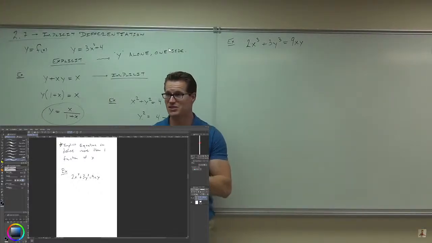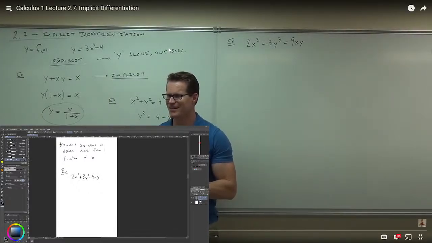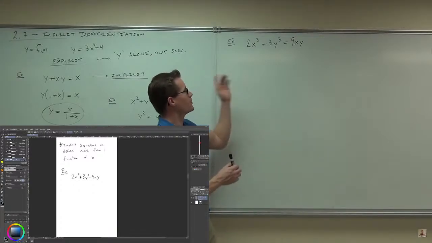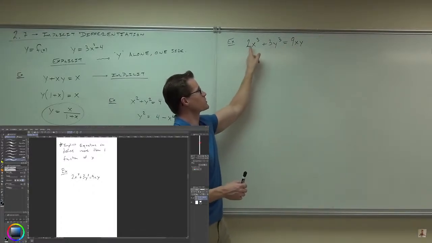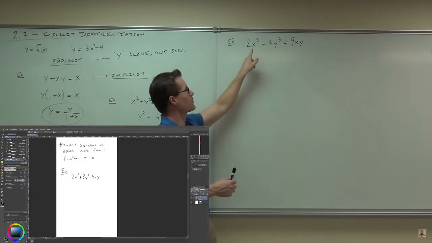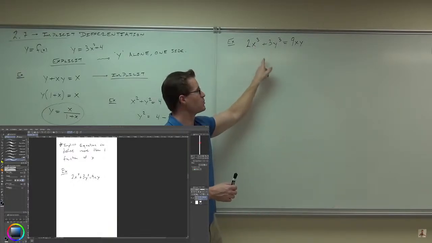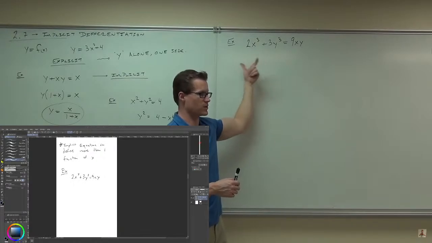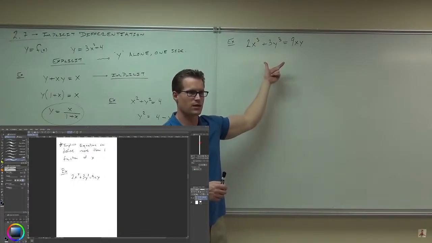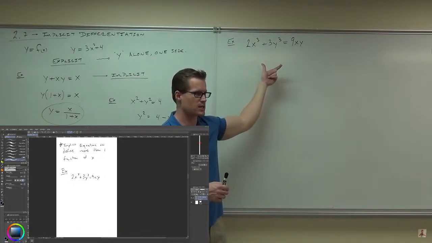Yeah. Well, try it if you want. Can you do it easily? Let me ask you another question. Can you do it easily here? No, you can't, because the way you might do this is subtract this over, right? But then you'd have 3y cubed minus 9xy. You'd factor out a y, but you're still left with y squared in there, right?